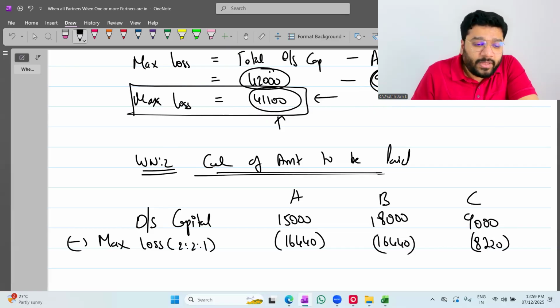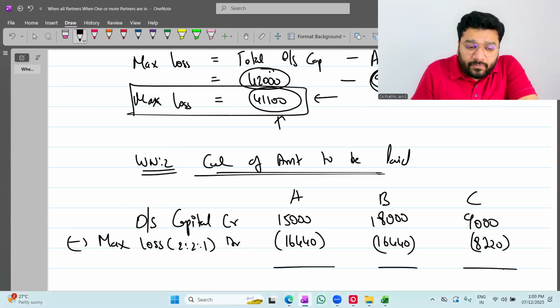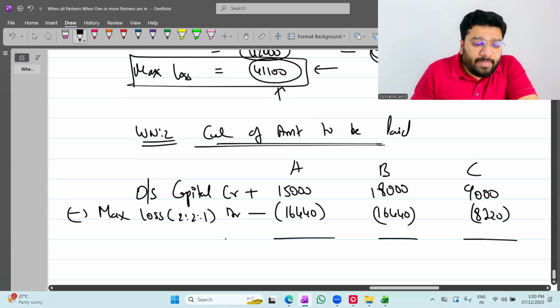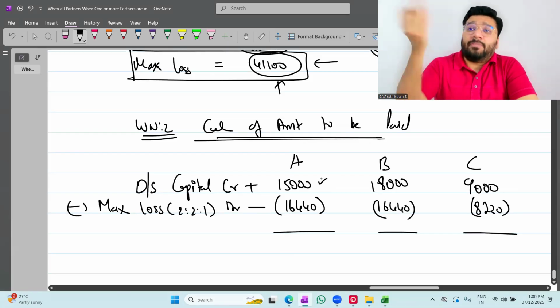8,220. Now this item will appear in the credit side of the capital ledger, and this will come in the debit side of the capital ledger. Any problem? Credit means plus, debit means minus. Tell me, people, what is the net balance? 15,000 rupees I have to pay to the partner.